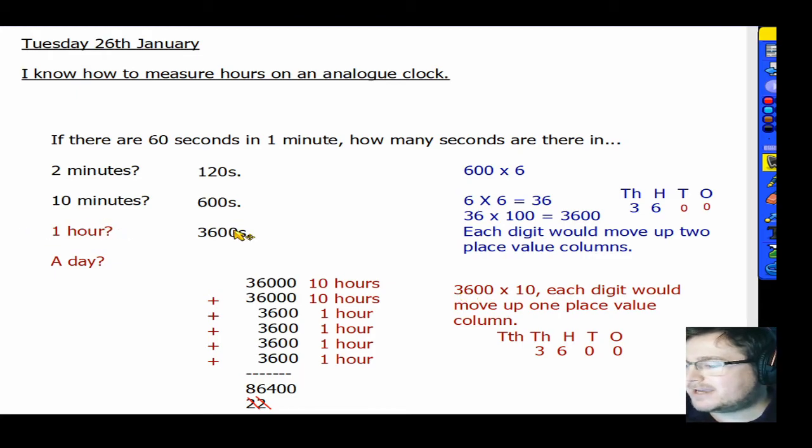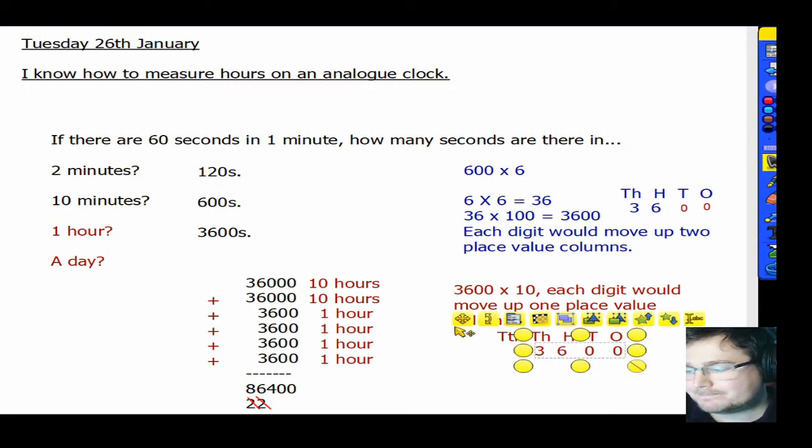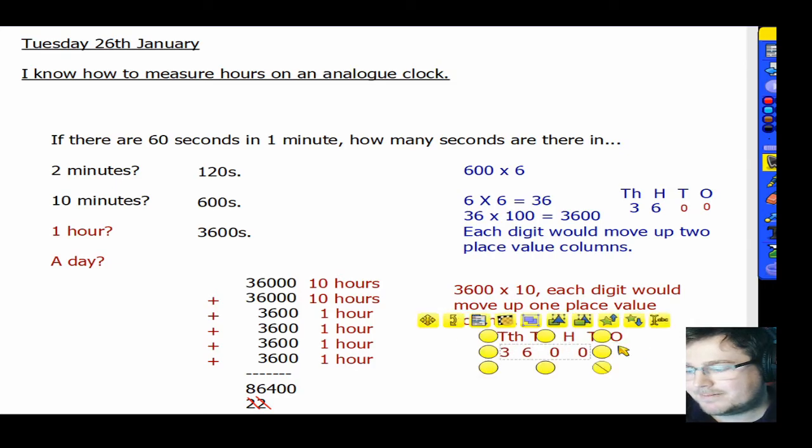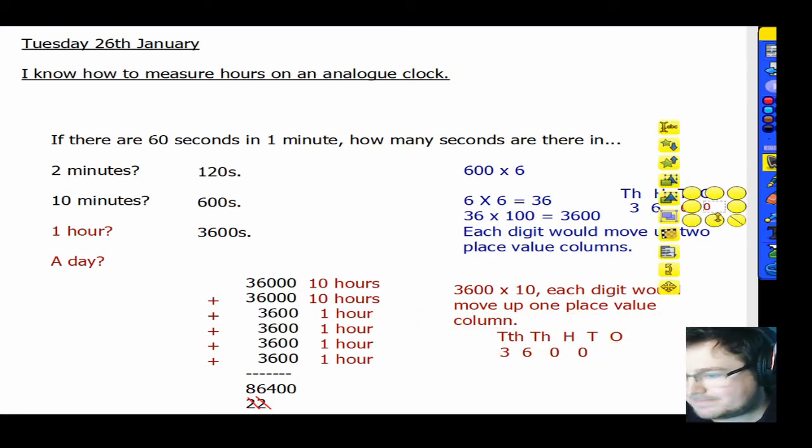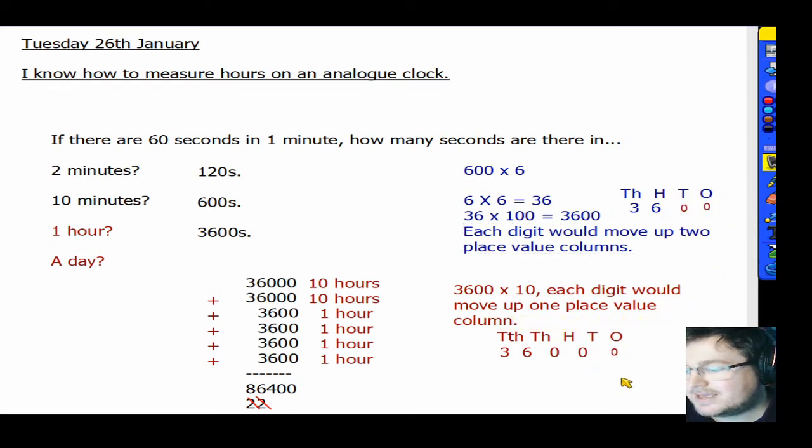So, from my knowledge, 3,600 was 1 hour. But I want 10 hours because I've split it up. So, like I said before, we will just move our digits up a column in our place value. So we'll times them all by 10. There we are. I'll move them up there. And of course, don't forget our place value holder as well. So now we've got this is 10 thousands. Thousand, hundred, tens, ones.